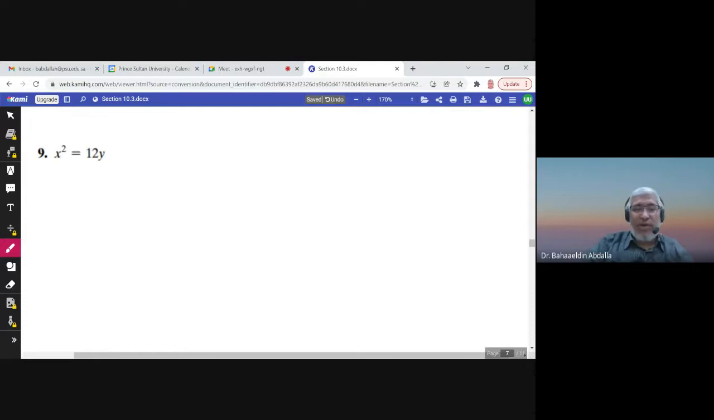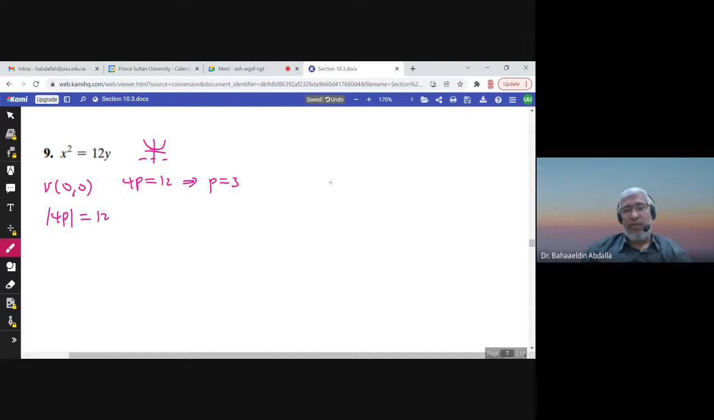Now I have x squared equals positive 12y. So the parabola opens upwards. And here will be the directrix. So the vertex is 0, 0. 4p is 12, p is 3. The absolute value of 4p is 12. So I have all the information necessary to sketch the graph. Vertex 0, 0. I go 3 units up. This would be the focus because the graph opens up. So the focus has coordinates 0, 3.